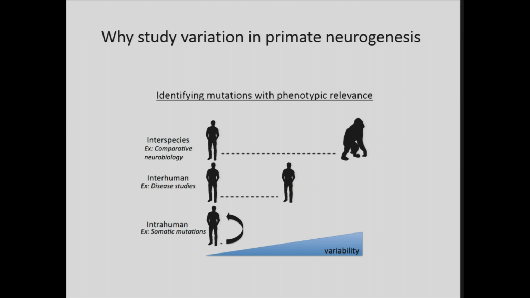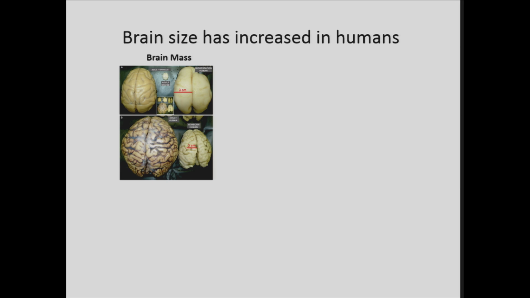So one of the biggest differences for humans with respect to brains is that we have a much larger brain.